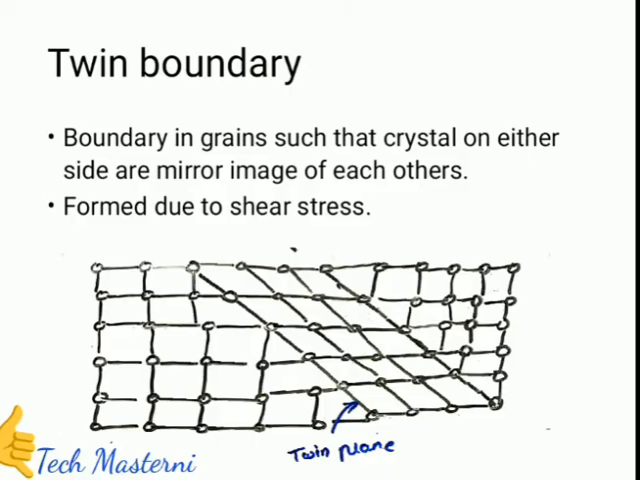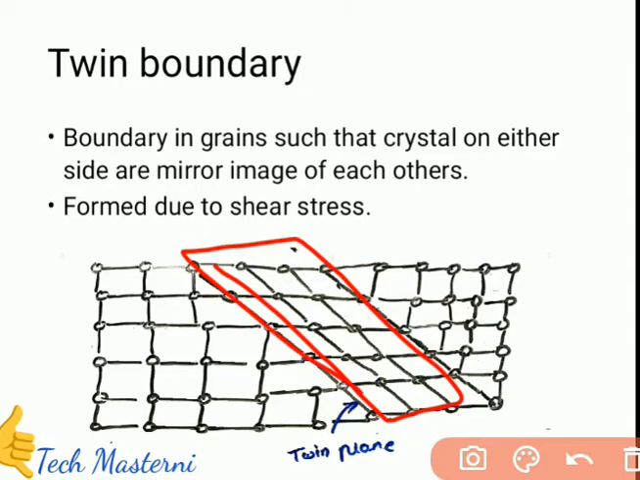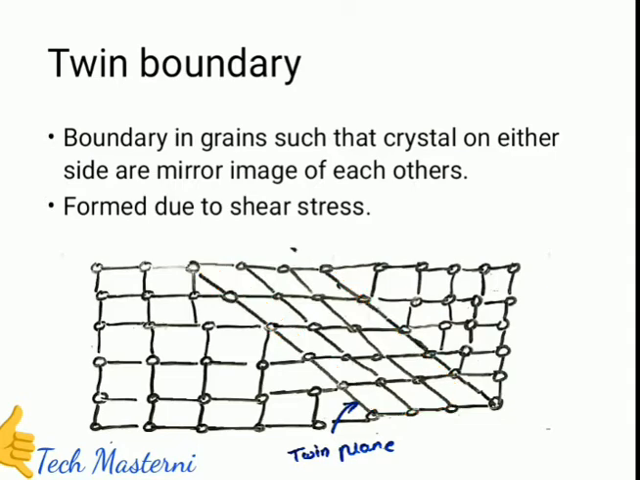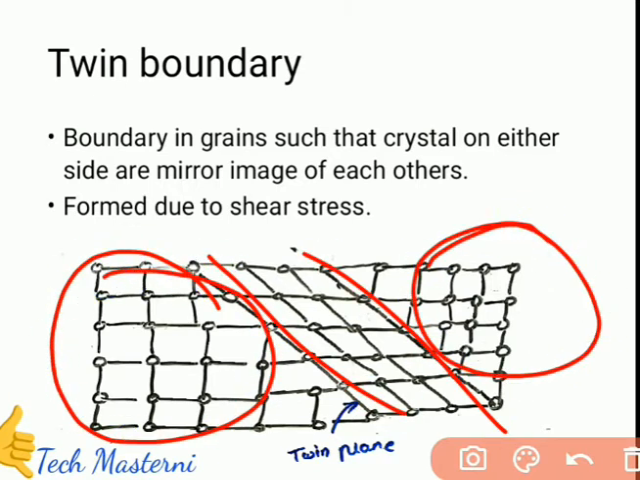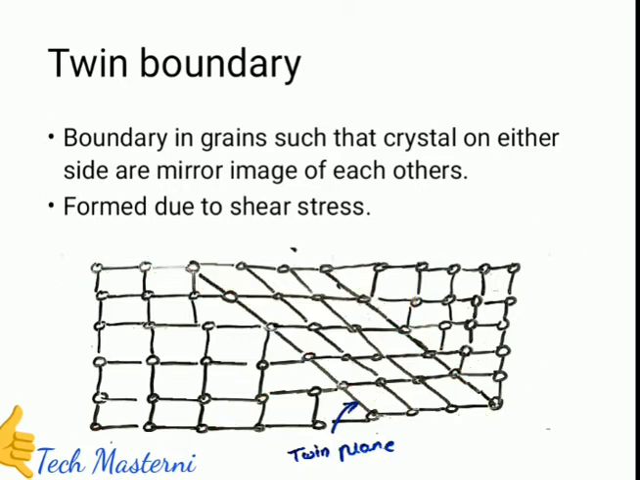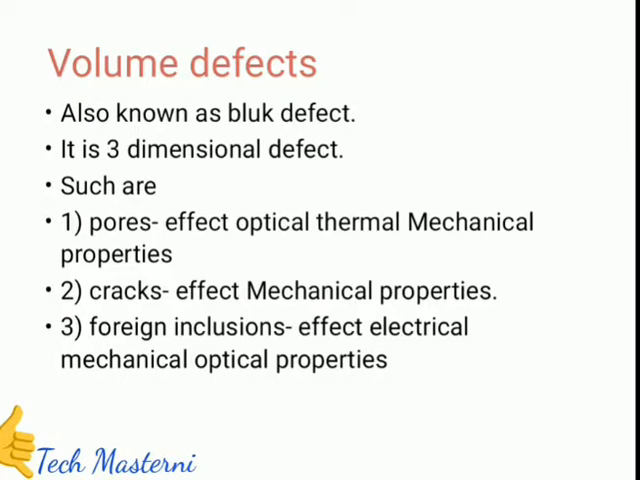The next type of defect is a twin boundary defect. In twin boundary defect, we have a boundary and both sides of this boundary are mirror images. You can see here this part and this part are mirror images of each other. So this is what we call a twin boundary. And it is formed due to shear stress. So this is all about the surface defects.